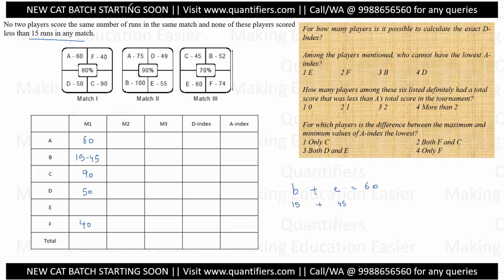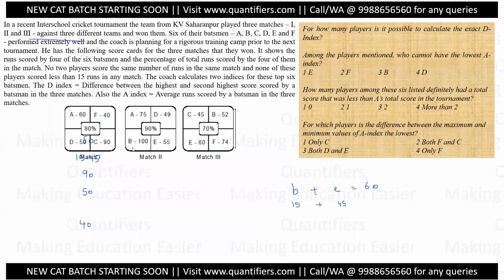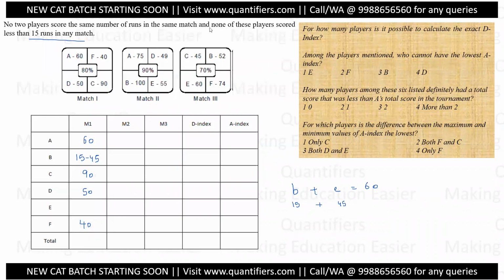Also, remember one thing, that most of you might have taken 15 to 39. Why? Because you might have thought that these are the top 4 scores given. But no, there is nothing like this mentioned. You are just picking that information from the past. If you have done a set of that sort, you are picking up that information from there. It is not mentioned that these are the top 4 scores. It is just told that it shows the runs scored by 4 of the 6 batsmen and the percentage of this. So this is one of the most common errors that people make in this set. I hope this is clear.